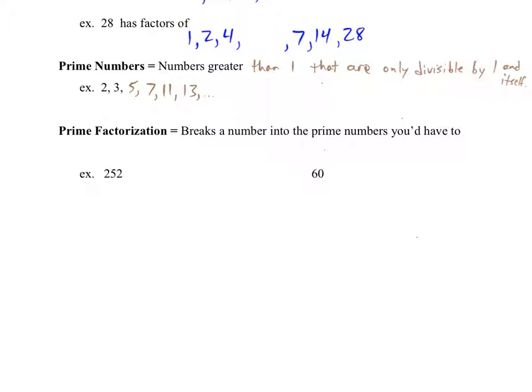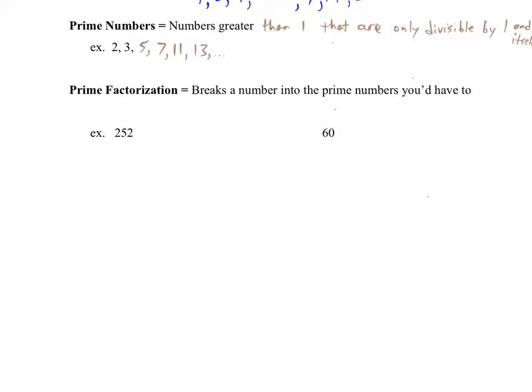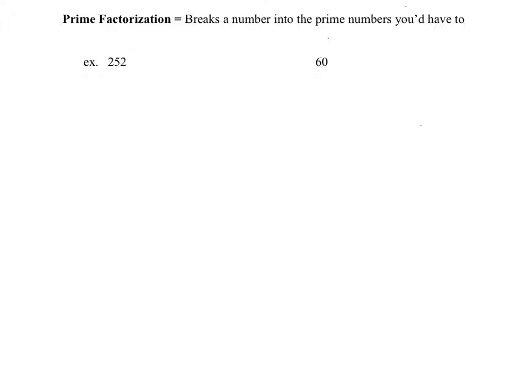Prime factorization. This was the factor tree thing. Sound familiar? So what we want to do is take the number 252 and break it up into all prime numbers, so numbers that would be on that list we just did. And if you multiply just those prime numbers, you get the 252. So prime factorization breaks the number up into prime numbers you'd have to multiply to get the number.